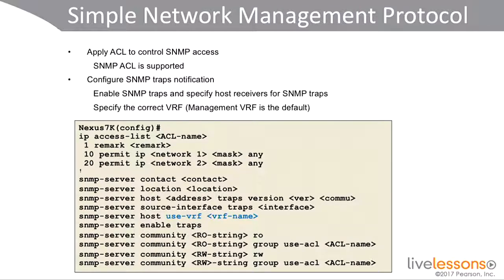Below, you can see an example of a configuration where we're defining an access list at the top of the configuration, permitting 2 IP addresses to access this device, and all others will be denied. Then we're applying that to the SNMP server community configuration, as you can see from the third line from the bottom, where it says group use ACL, as well as the last line on the bottom, where read-write access is also limited to certain devices through the command group use ACL and then the ACL name.